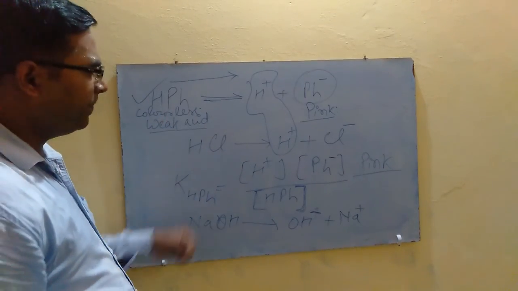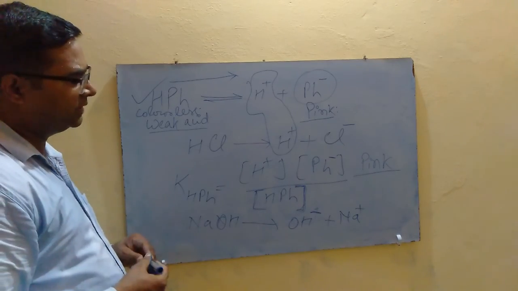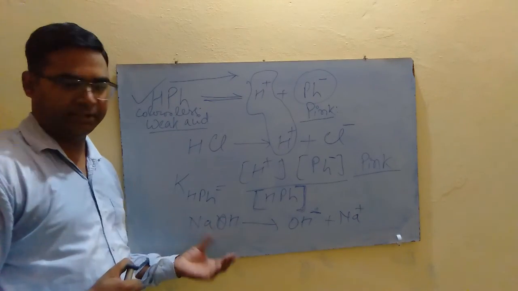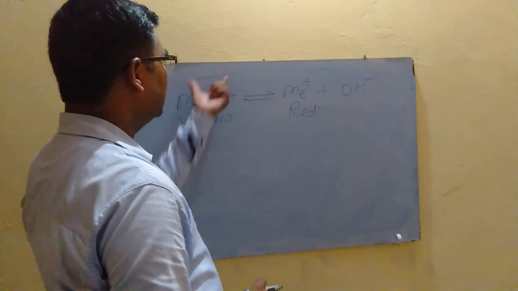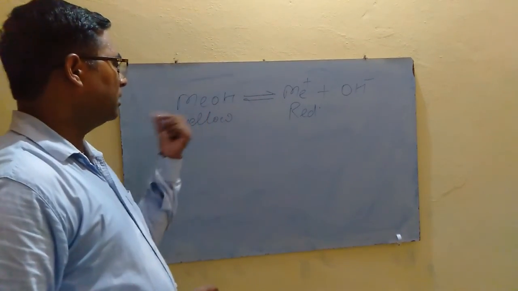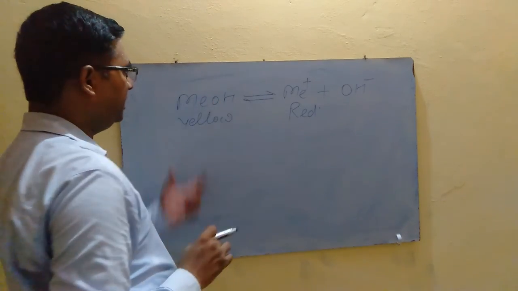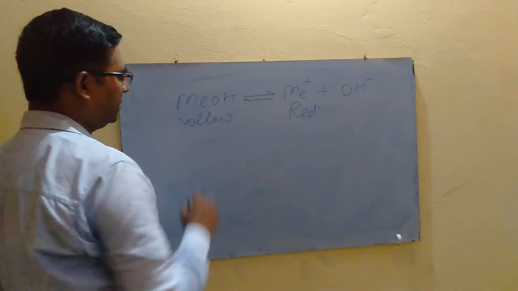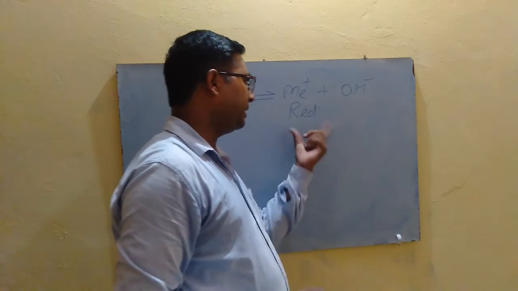We can also explain the Ostwald theory of acid base indicator by taking the example of methyl red or methyl orange. So we can explain the Ostwald theory of acid and base by taking the example of methyl orange. So the methyl orange is weak base in nature, and the color of unionized molecule is yellow, and the color of ionized molecule of methyl orange is red in nature.